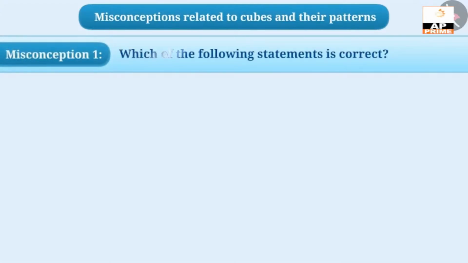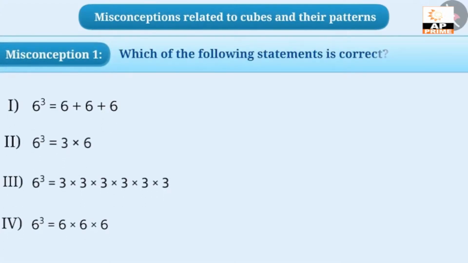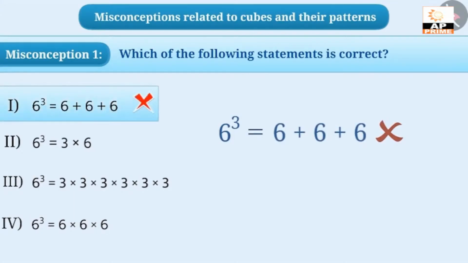Misconception 1. Which of the following statements is correct? A lot of times, children do not have a proper understanding of the cube. In such a situation, they make various kinds of mistakes. For example, some children think that the cube of a number means adding that number 3 times. But this is a misunderstanding. The answer given with this understanding is option 1. This is an incorrect answer.